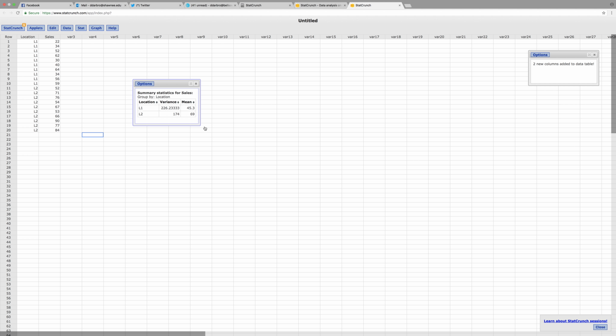And again, with technology, these kinds of calculations in statistics are super easy. So we can see that the variance for location 1 was 226.233. I'm going to go out to four places, so I'm going to write that as 226.2333. And the variance for L2 is 174. That's an easy one because it's just 174, right? The mean for L1 is 45.3. And the mean for L2 is 69.